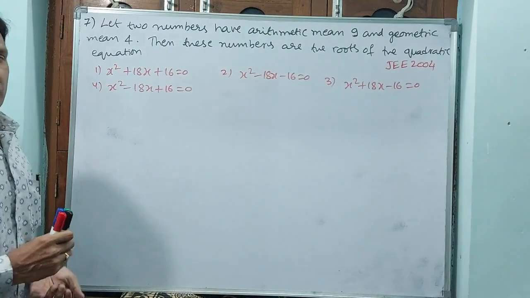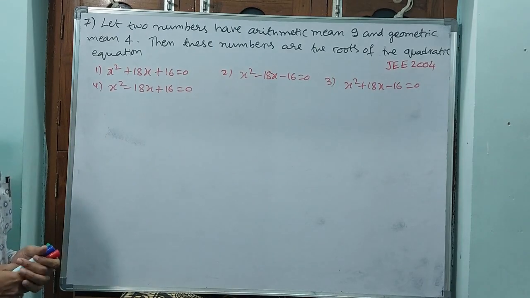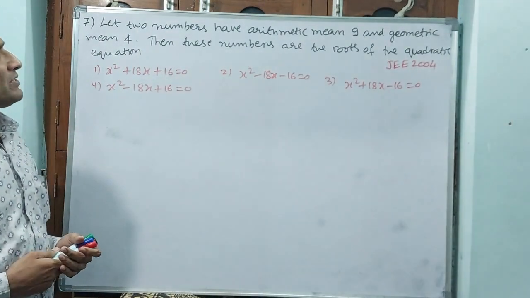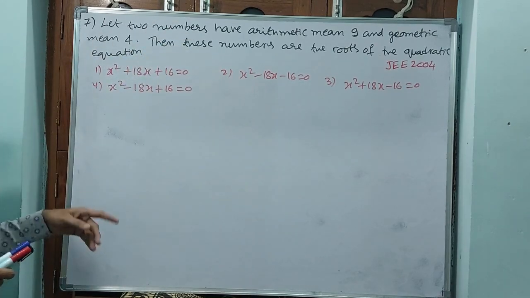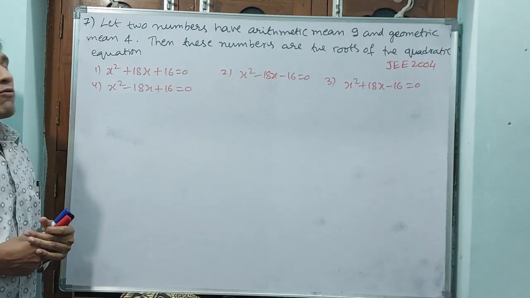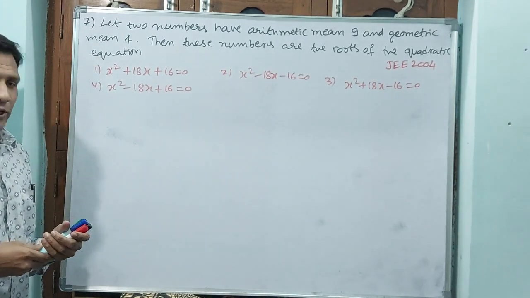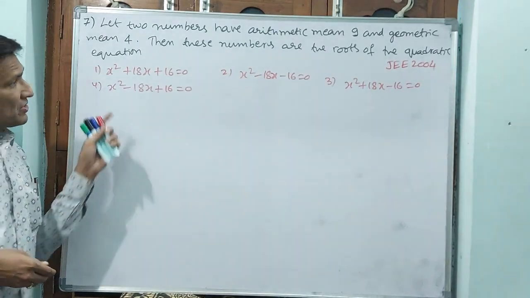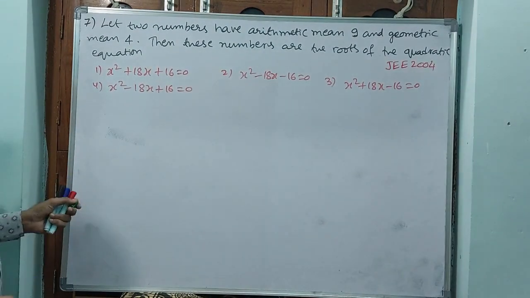Seventh question. Let two numbers have arithmetic mean is 9 and geometric mean is 4. That means two numbers we don't know what are those numbers. But if you do arithmetic mean, 9 has to come. Geometric mean 4 has to come. Then these numbers are the roots of quadratic equation. That means those numbers are nothing but alpha and beta. Which is the quadratic equation, like they are asking.